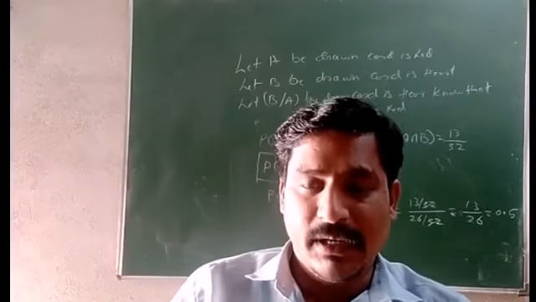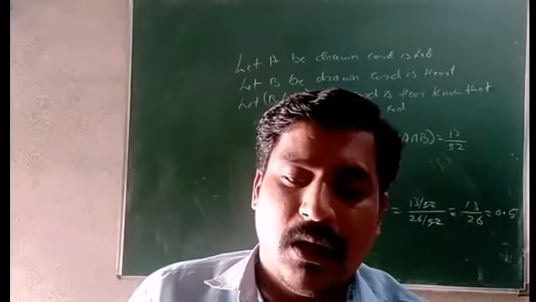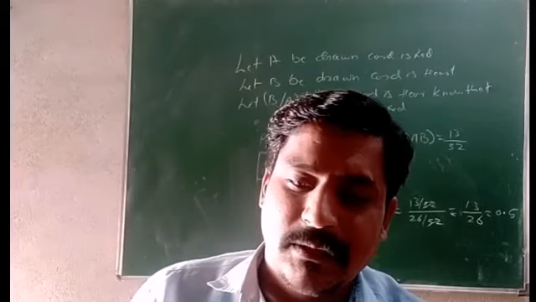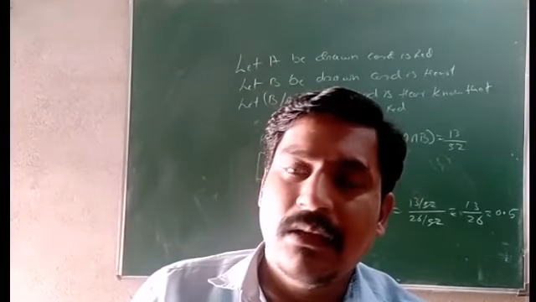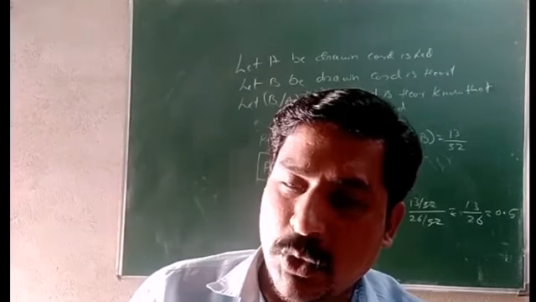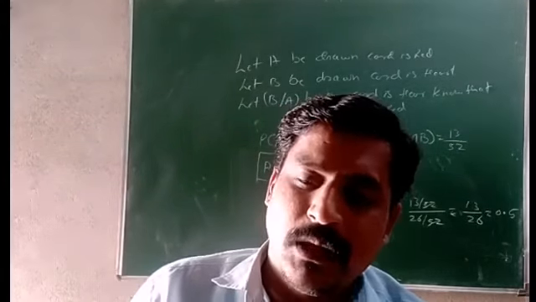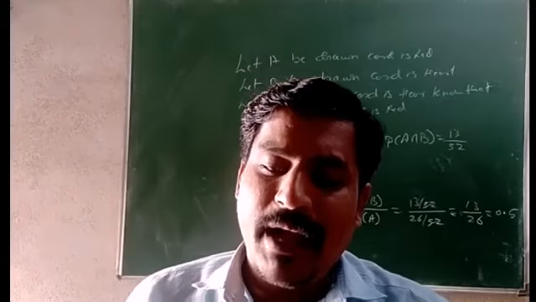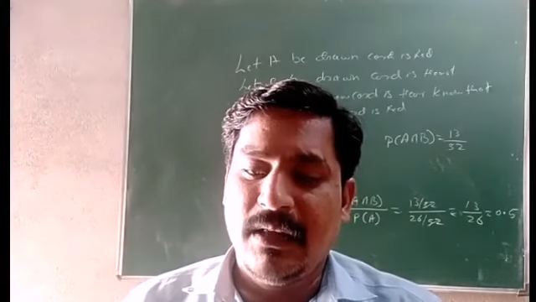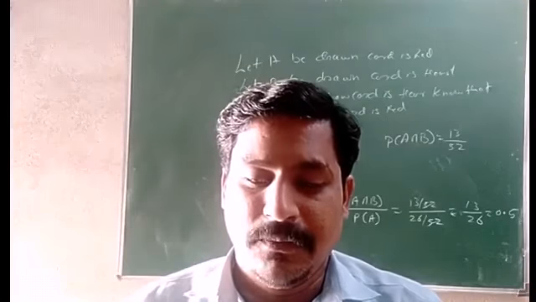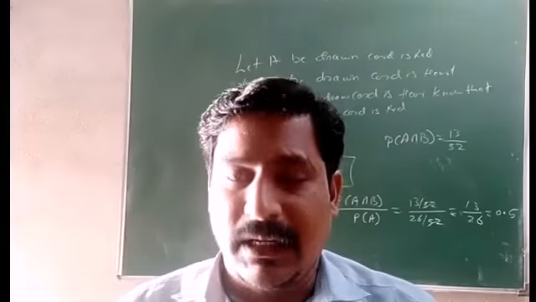Question number 29, once again I will repeat. An urn contains 3 bags. Contents of the bags are: first bag 3 red and 2 green, second bag 4 red and 3 green, third bag 2 red and 2 green balls. Okay, so one bag is selected at random and then a ball is drawn from it. Find the probability that it is red.